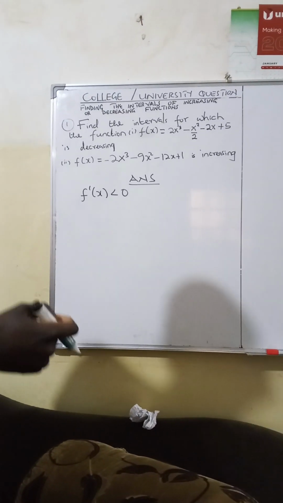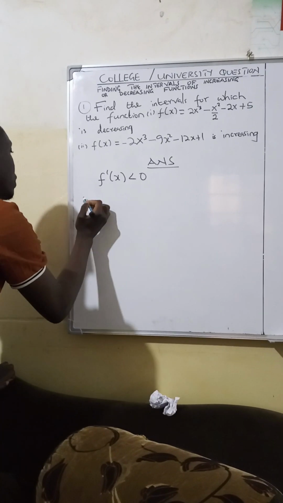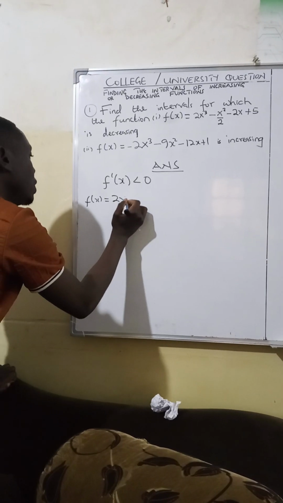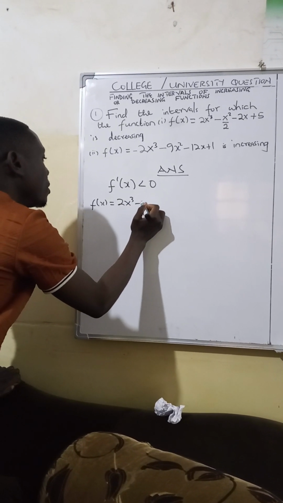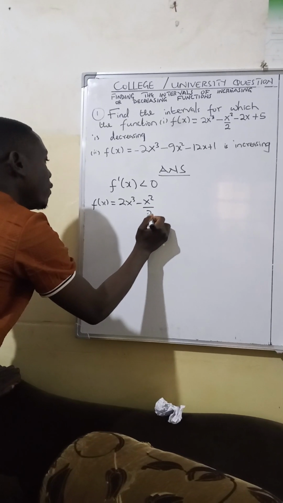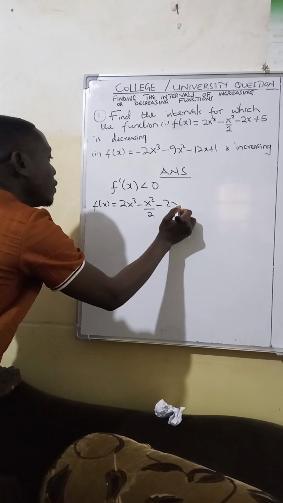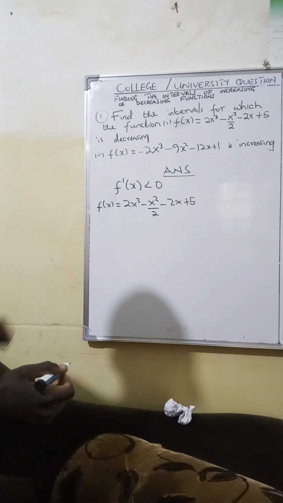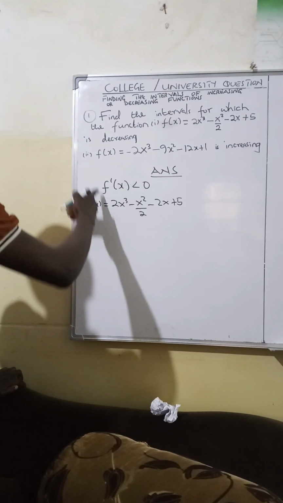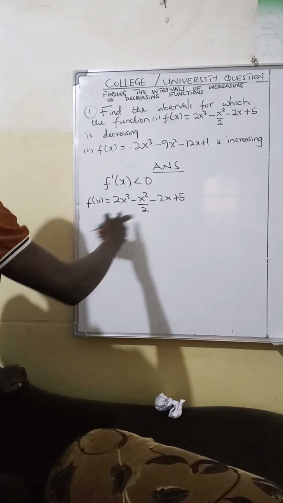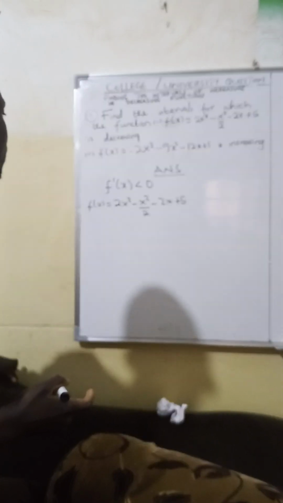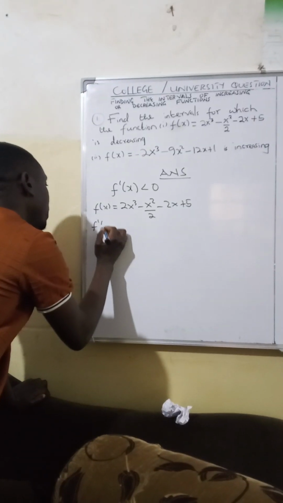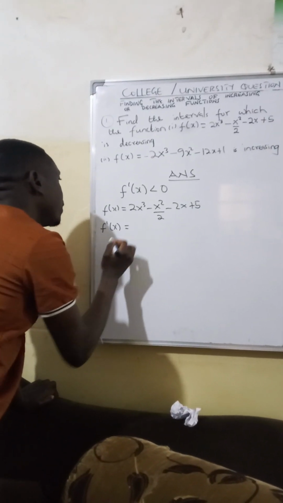So I have my function f of x, which is equal to 2x to the power 3 minus x squared over 2 minus 2x plus 5. I have to find the interval in which this function is decreasing. Our condition is that the first derivative of this function must be less than 0. So I'm going to differentiate this function. So I'm going to say f prime x will be equal to.